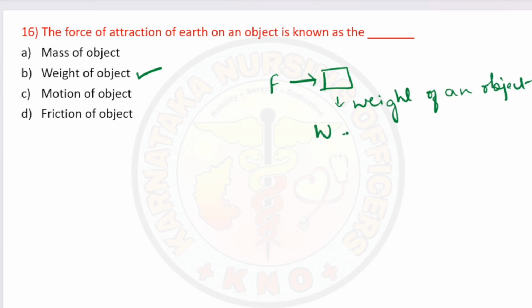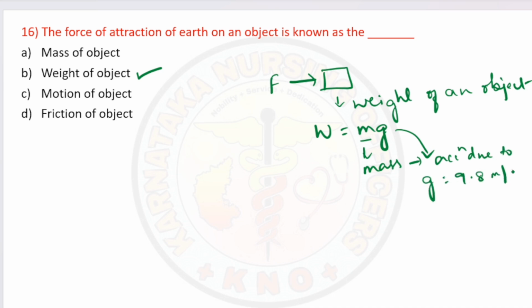So W is equal to mg. What is m? It is the mass of an object. And what is g? g is the acceleration due to gravity, and the value of g is 9.8 meters per second square. So this is the value of g, the acceleration due to gravity. And the force of attraction of earth on an object is called the weight of an object.